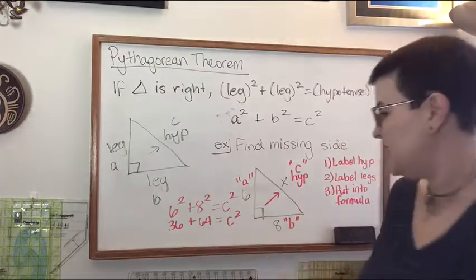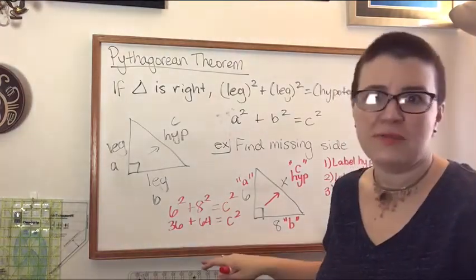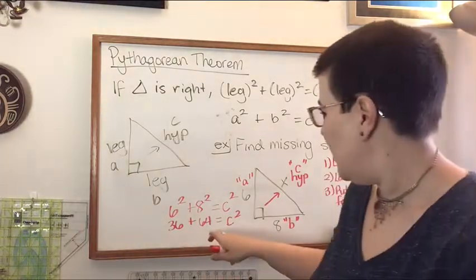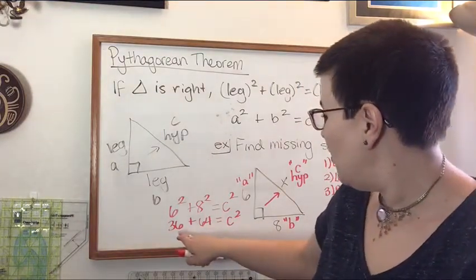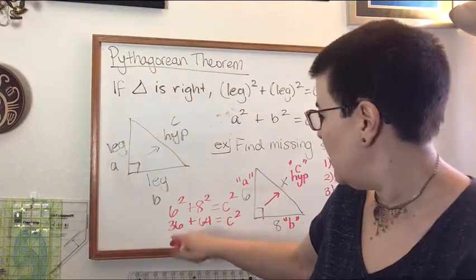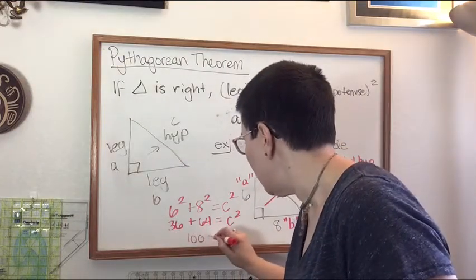Now I'm going to take 36 plus 64. I actually picked really well here. This is going to come out nice. My math brain must have decided it wanted nice numbers today. 64 plus 6 is 70, 80, 90, 100. So I have 100 equals c squared.